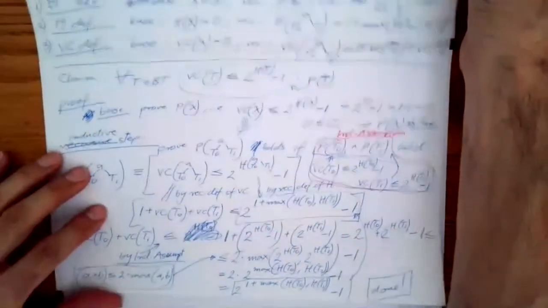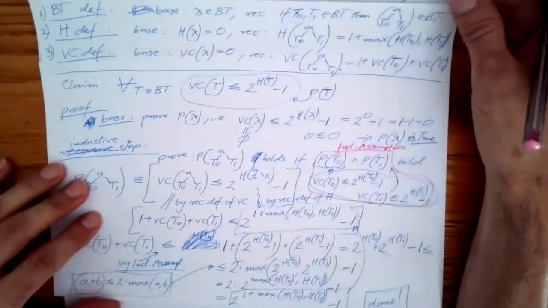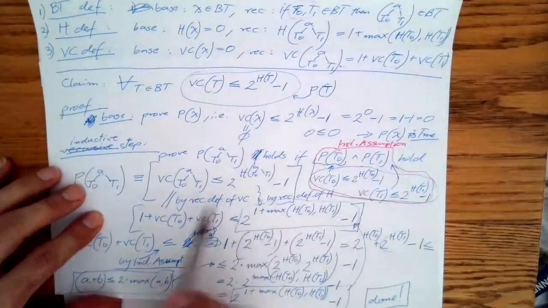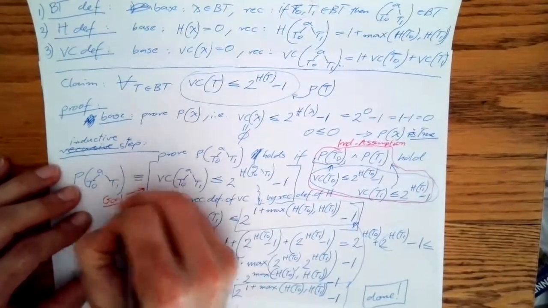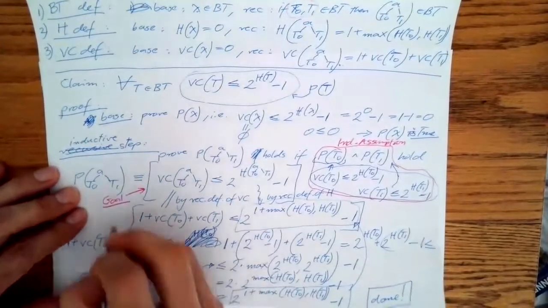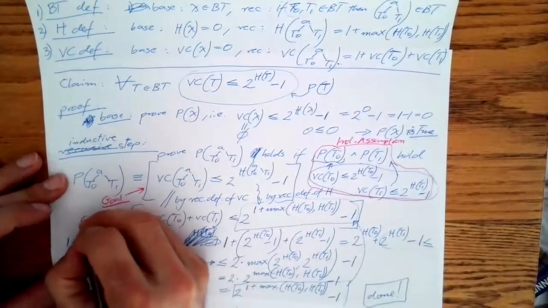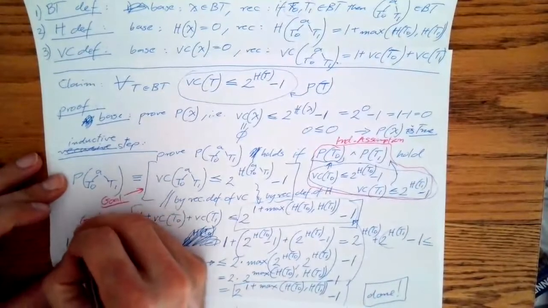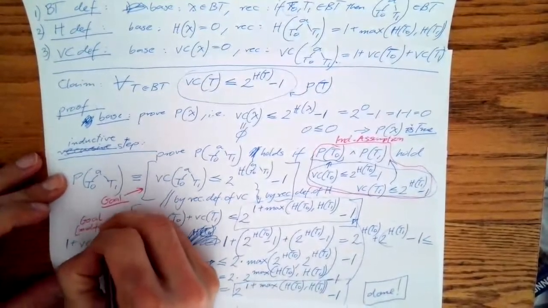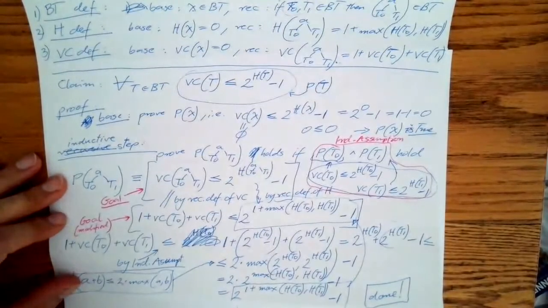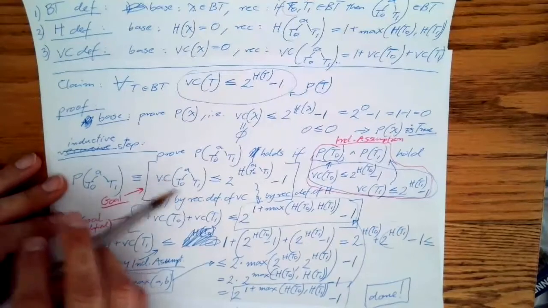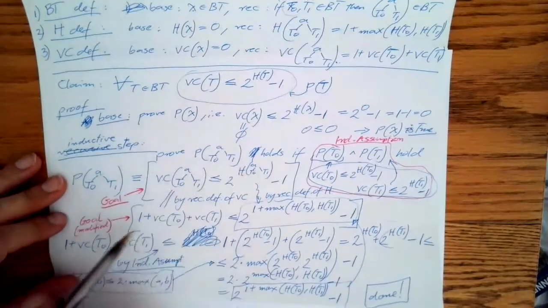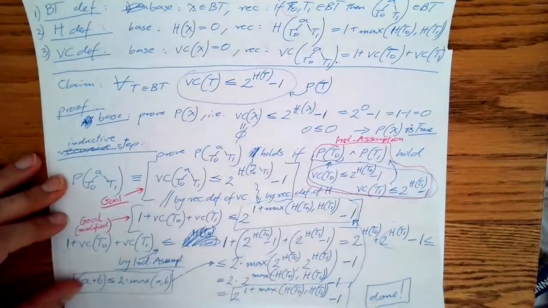Other questions? And to the left of what you circled, that's just showing what you want to prove, correct? Yes, this is the goal. And this is the goal, modified. Because by recursive definition of VC and by recursive definition of H, I can rewrite this goal in this way. And now I'm proving it.